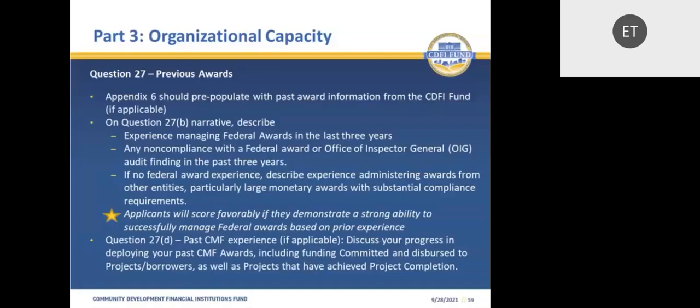So applicants will score more favorably if they demonstrate a strong ability to successfully manage federal awards based on prior experience. And in question 27D, we ask about your past CMF experience if you're a current or a past CMF recipient. Tell us about your progress in deploying your past CMF awards. Include how much you've been able to commit and disperse to projects and to borrowers, as well as projects that you have completed. Next slide.